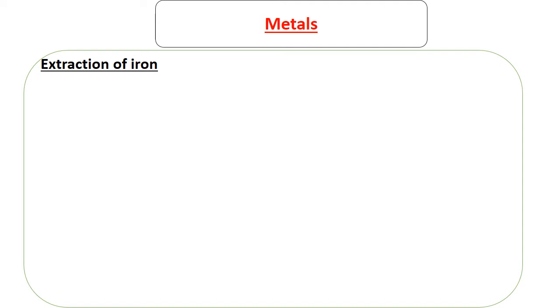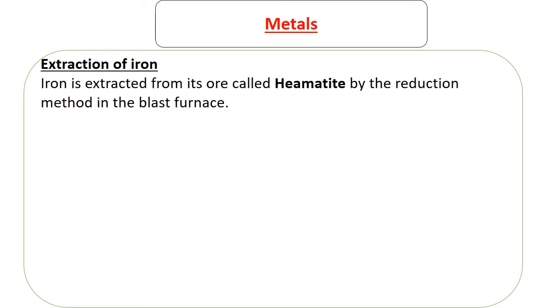This extraction process is the most ingenious method of extracting metals I know. So, iron is extracted from its ore called hematite by the reduction method in the blast furnace. The method they use is reduction, not electrolysis, not thermal decomposition. And the apparatus is called the blast furnace.